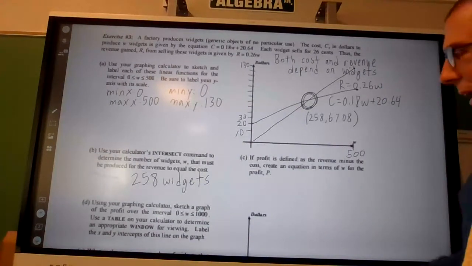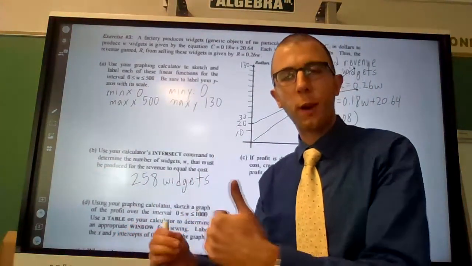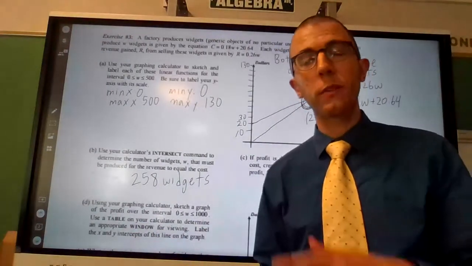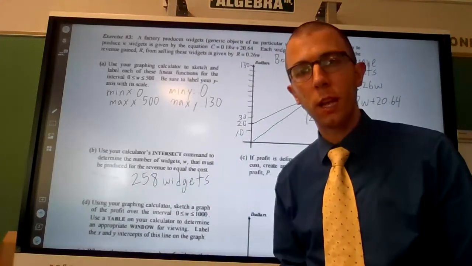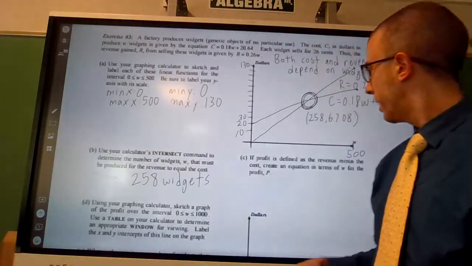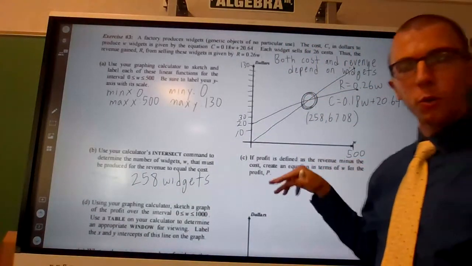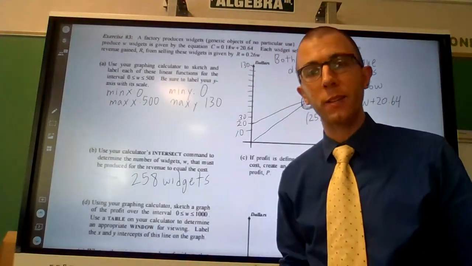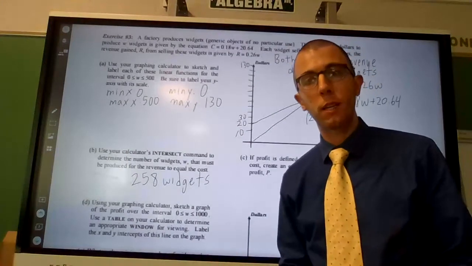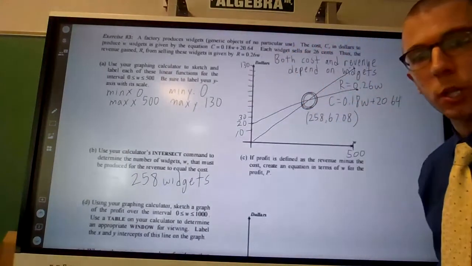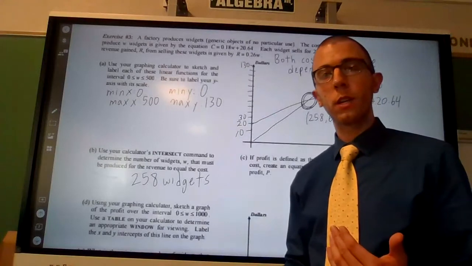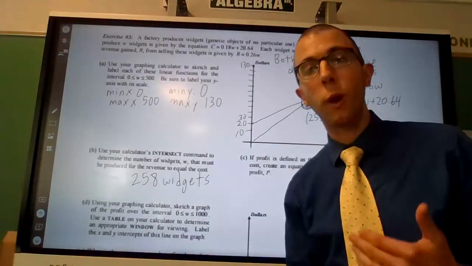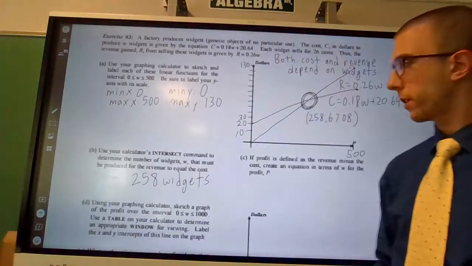Moving right along here, taking this a little further as far as companies are concerned. Okay, now we're talking about profit. We looked at cost, we looked at revenue. Now we're talking about profit. And profit is defined as the revenue minus the cost. That's true for any company in any situation. That's how profit is calculated. Take your revenue and subtract your cost. The money you earn from selling things, and you subtract the money you had to pay to produce those things.